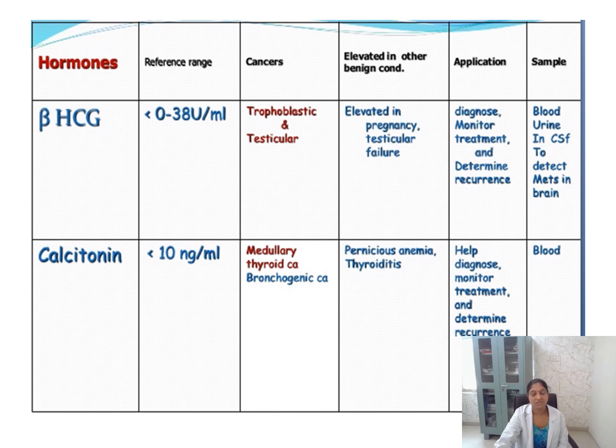Calcitonin normally should be less than 10 nanograms per ml. It is seen in medullary carcinoma of the thyroid and bronchogenic carcinoma. It is also elevated in other cancers and benign conditions like pernicious anemia and thyroiditis. It is useful for diagnosis, monitoring the treatment, and determining recurrence. Blood can be taken as a sample.